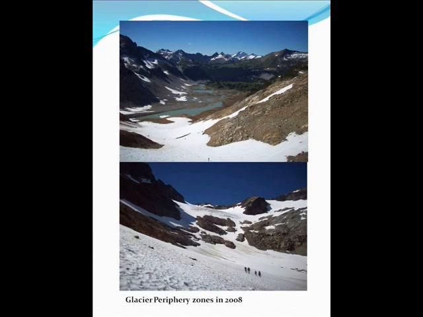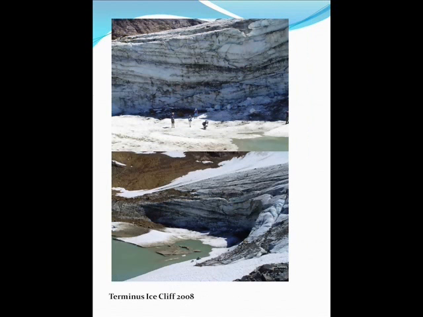Now the peripheral areas have really shrunk. There used to be a connection in the below picture between the upper Lyman and lower Lyman Glacier. Now the rocks are well exposed. And then we're looking at the snow slopes in the upper image, and that's not connected.